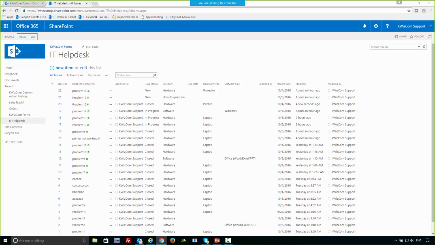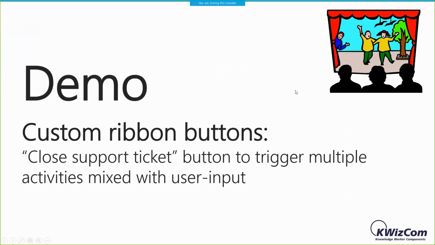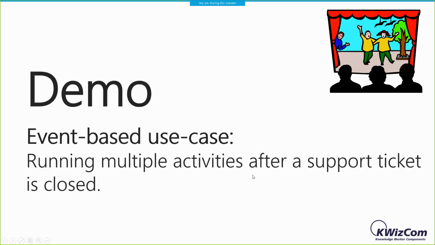Now, let's complicate this scenario a bit. I want to move on to the next scenario. And this time I want to include also some event-based use case. So let's say when I'm closing the ticket, besides changing its status, some things need to happen. I want to update another list and I want to send an email to some user, maybe to the user who created the item, maybe to some other user. I want to do some things because the item was saved.